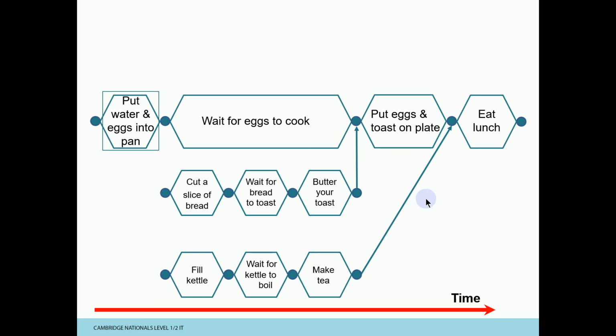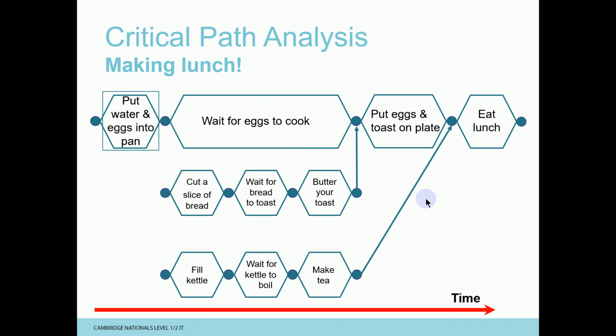Okay, we're now going to look at critical path. Okay, we bring up the title even. So critical path analysis for making lunch. So relatively easy to start with. We just put some water and eggs into a pan. We wait for the eggs to cook. We put the eggs and toast on a plate and we eat our lunch. However, there's a little bit more to it than that.